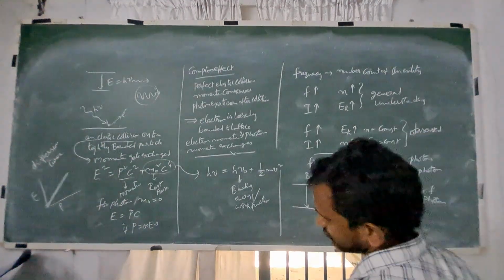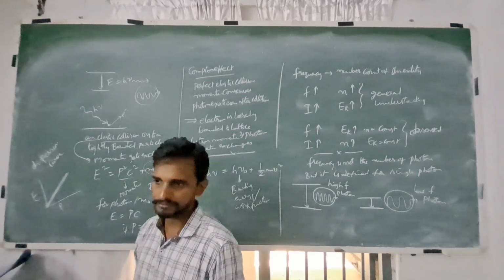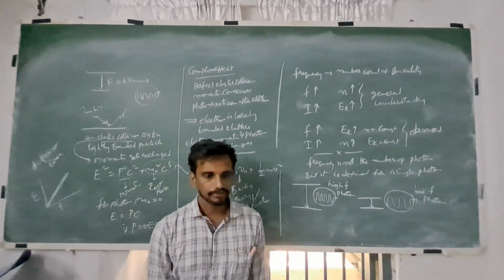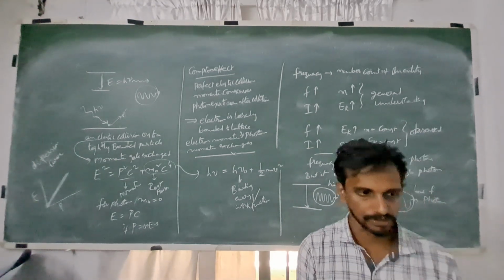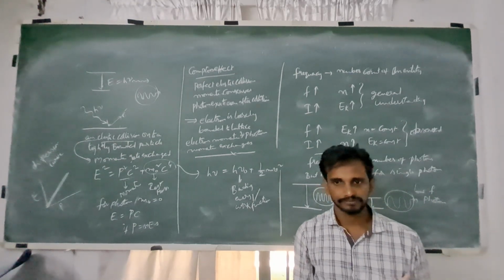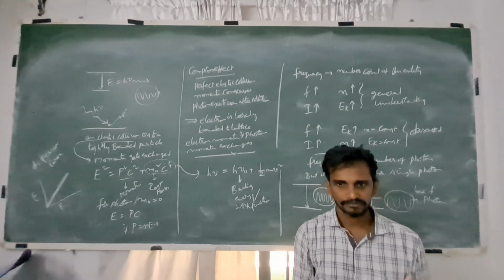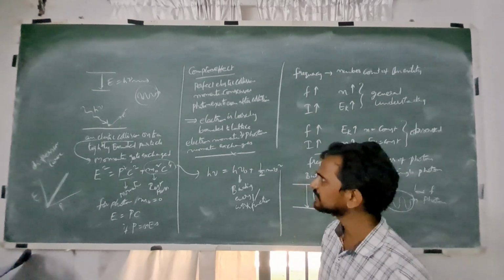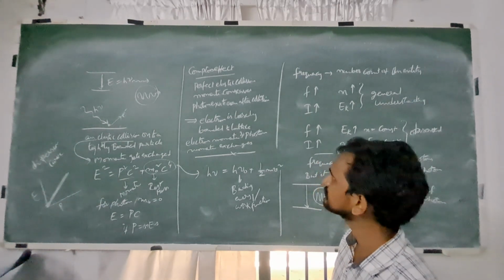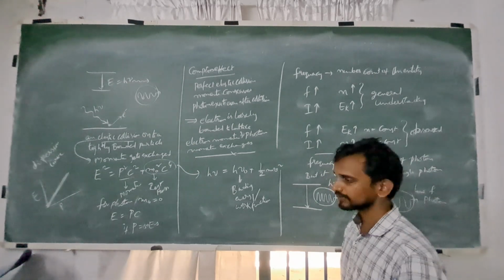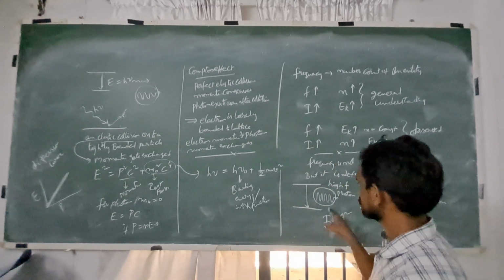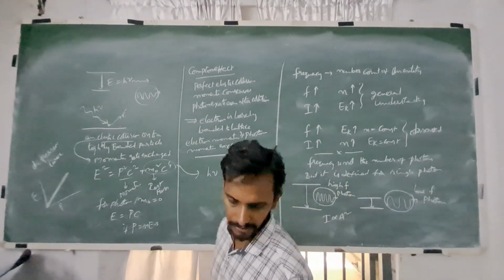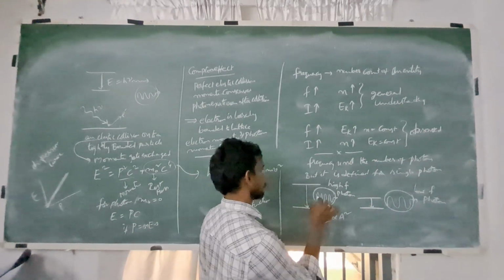What about intensity? I'm trying to raise the intensity of the light source. How does it affect the nature of the photon? Intensity is the square of the amplitude. Frequency is the number of waves, and intensity is the square of the amplitude.